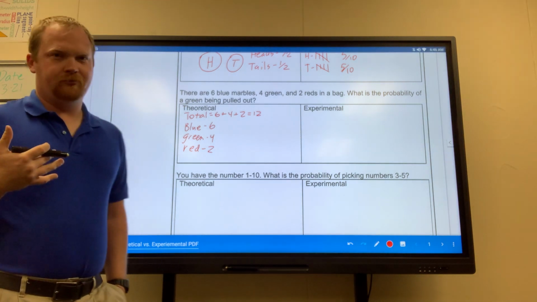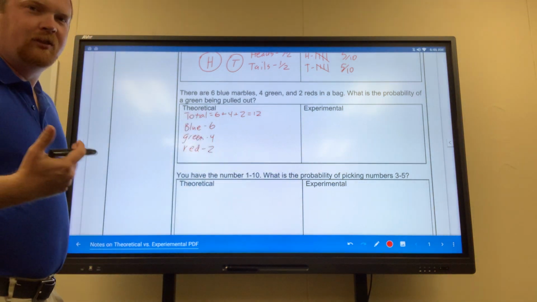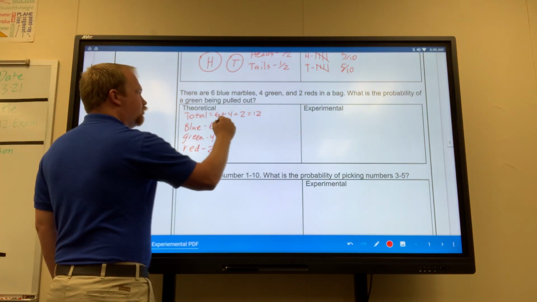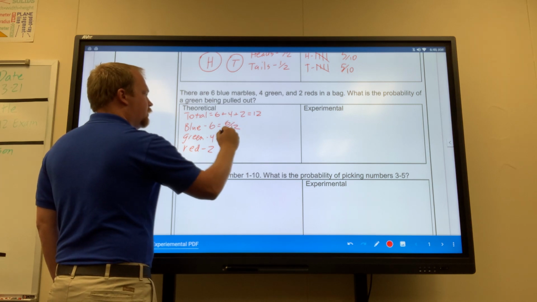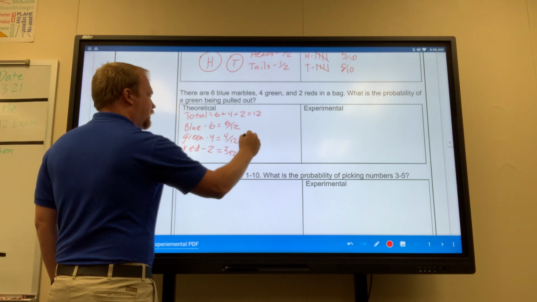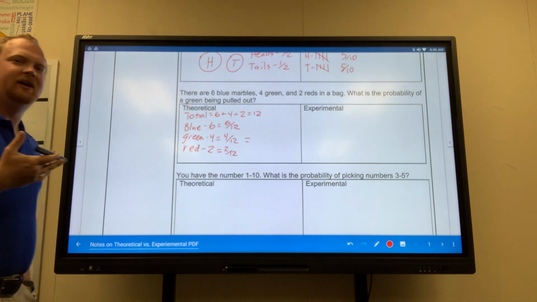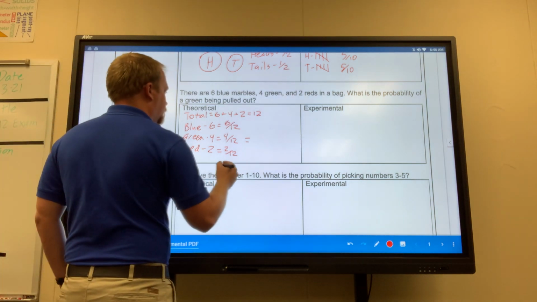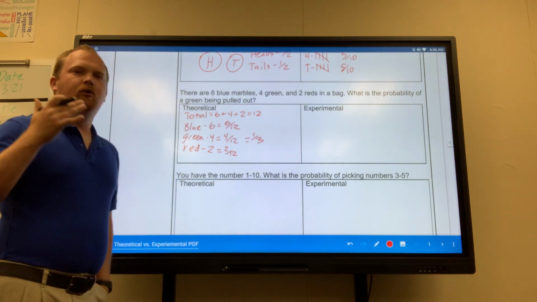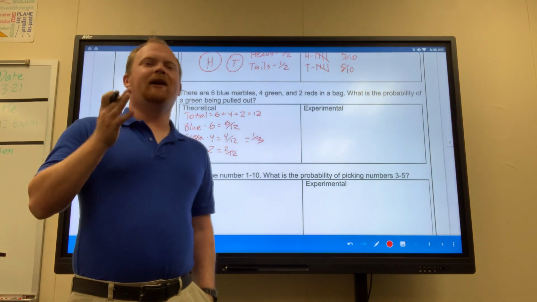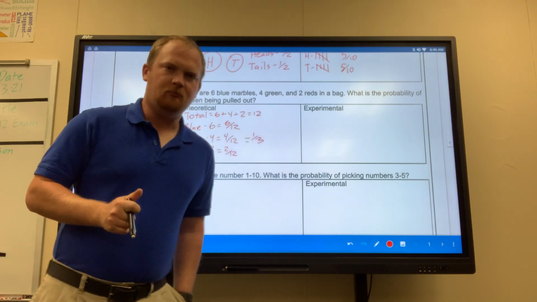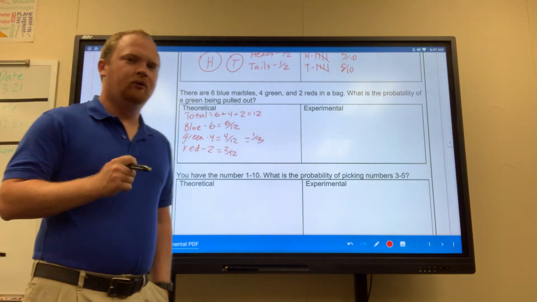Okay, and I can do it for all of them. But if I really think about this, 6 of the 12 are blue. 4 of the 12 are green. 2 of the 12 are red. But if I simplify the green part, that's 1/3. So there's a 1 out of 3 chance that I would pull out a green marble.